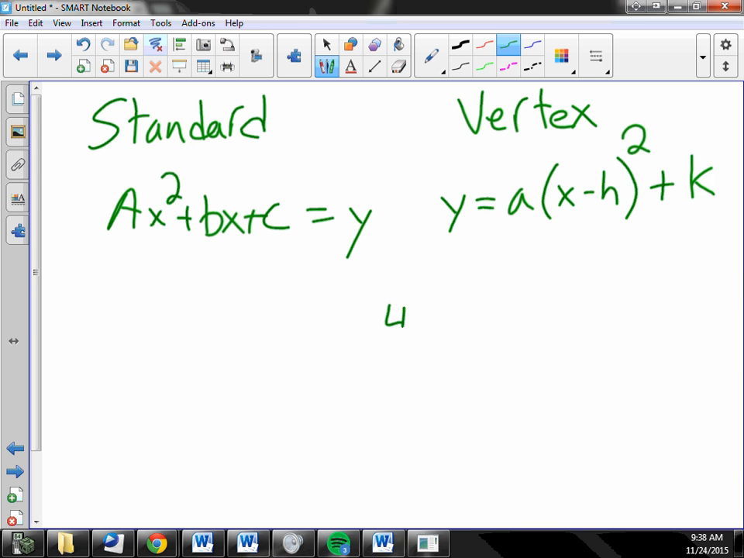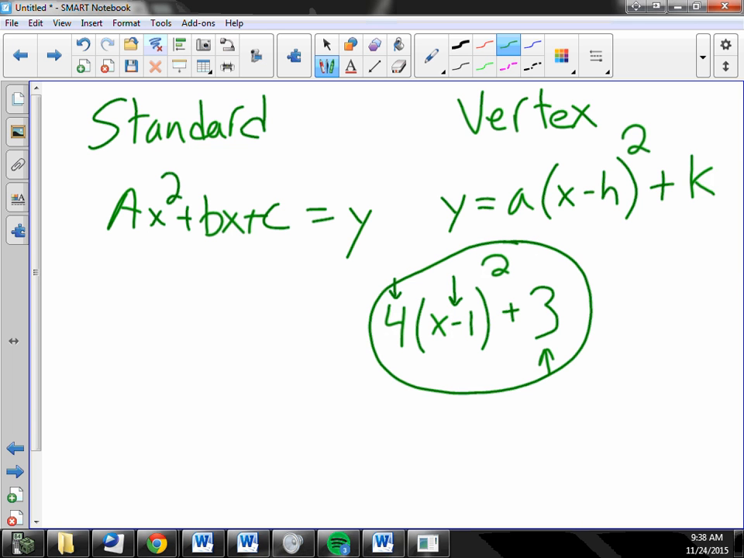If I had 4 times x minus 1 squared plus 3, how is this graph transformed from the original x squared? So we start on the inside first. Right 1, what does this do? 4 times as tall, and what does that do? Up 3. How would I turn this equation into one that looked more like that?